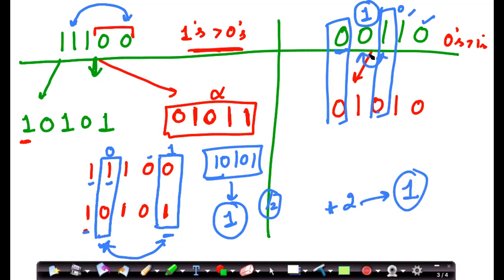So these are the cases in which either the count of ones is greater than zeros or the count of zeros is greater than ones. So we have to first of all find out whether 0 should come first or 1 should come first. Then we can easily find out the wrong positions.